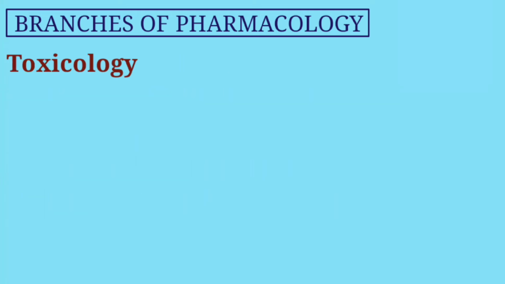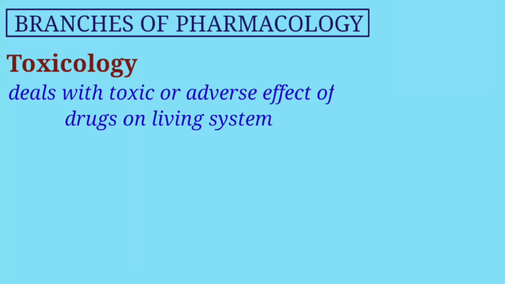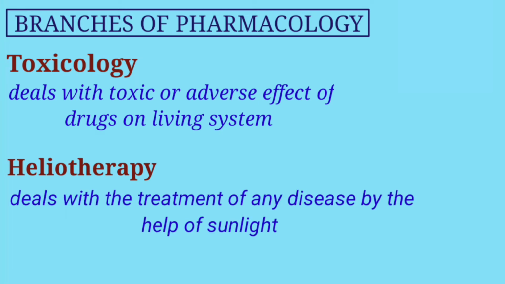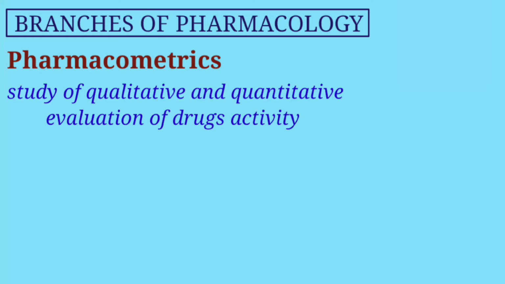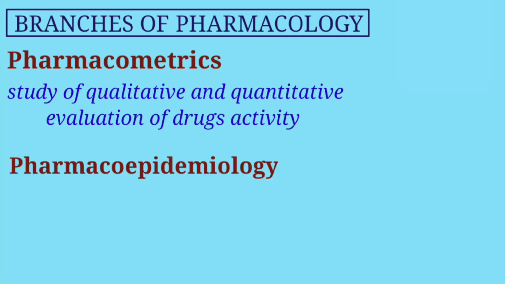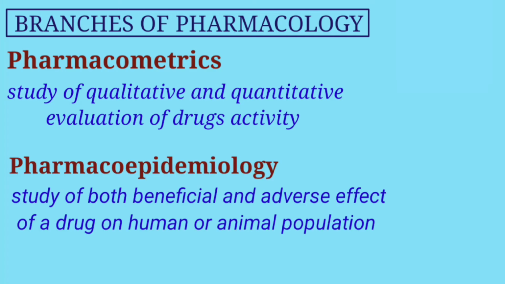Then toxicology. It deals with the toxic or adverse effects of drugs on the living system. Then heliotherapy. It is a branch of pharmacology which deals with the treatment of any disease with the help of sunlight. Then pharmacometrics. It deals with the study of qualitative and quantitative evaluation of drug activity. Then pharmacoepidemiology. It deals with the study of both beneficial and adverse effects of drugs on human and animal populations.